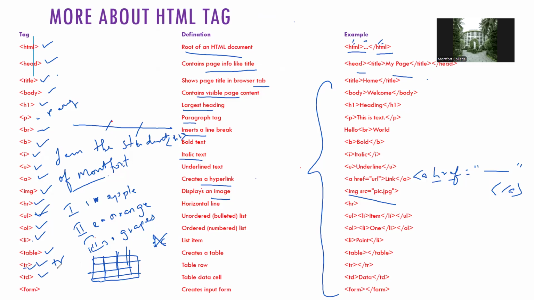TD means table data. So if you want to fill data inside the boxes, you can use the TD tag. Next, form. Whenever we apply for something, there will be a form. In that, you will type your details and submit it. This is the entire form, and in this form you will have all these items. Right, that's it.